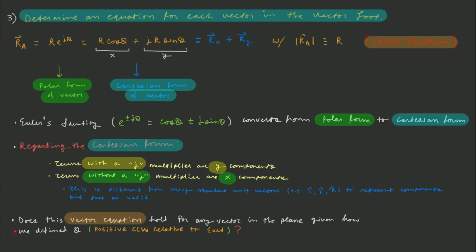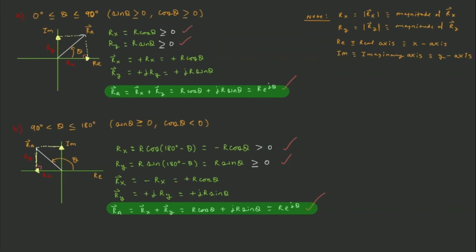So the next question is, does this vector equation hold for any vector in the plane, given how we define theta? Again, theta, the convention for theta being positive counterclockwise relative to east. So does this vector equation hold? Prove to me that this vector equation holds, like our Cartesian vector would, right? So let's go through that proof now.